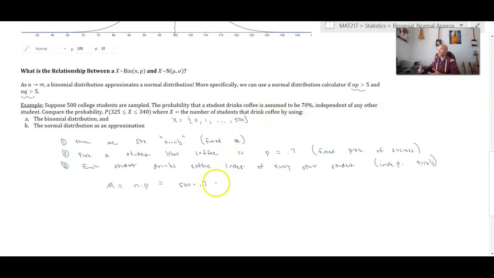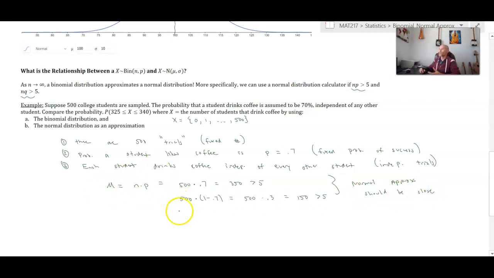So we would expect that around 350 students on average out of 500 would report drinking coffee, and this is bigger than 5. For us to be able to use an approximation, that number should be greater than 5. So so far we would be able to use a normal approximation. And also 500 times 1 minus 0.7, which is 500 times 0.3, should also be bigger than 5, which it is. That's 150. So this just means that the normal approximation should be close.